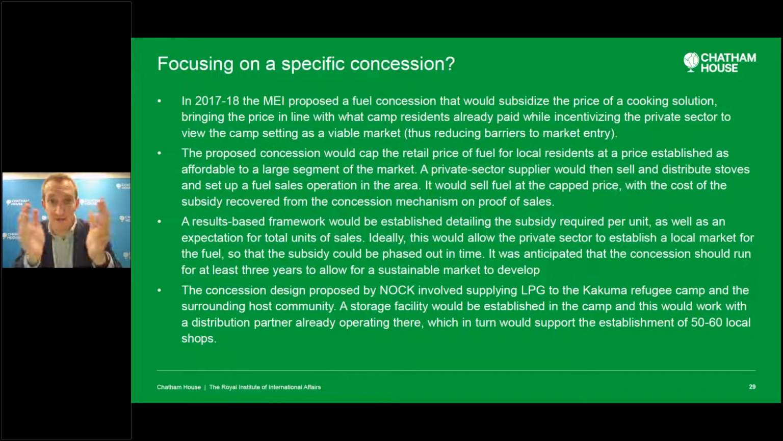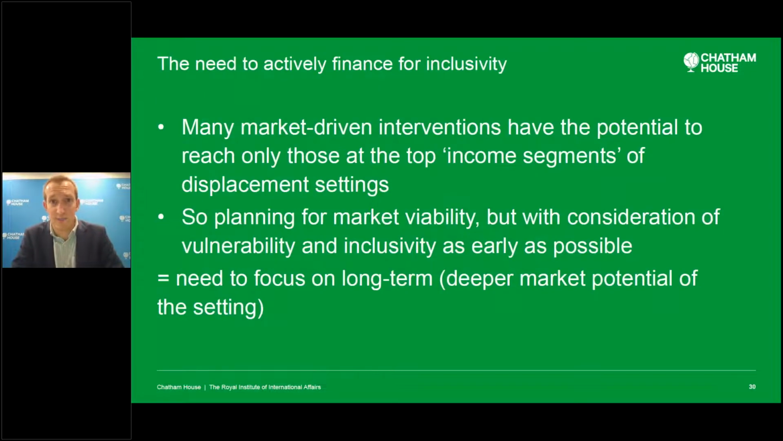But if you need any more details, I've put a lot of examples on the next slide, so please do. Oh, I've forgotten this one. I should just say, in both of these examples, I think this is one of my main points, that any market-based intervention in a humanitarian setting has to acknowledge that there is a segment of the population which is able to pay for solutions and is able to engage in a kind of market mechanism.